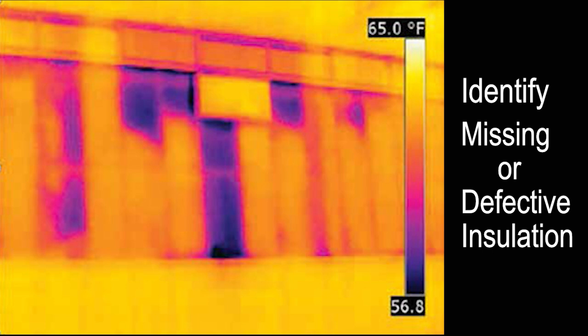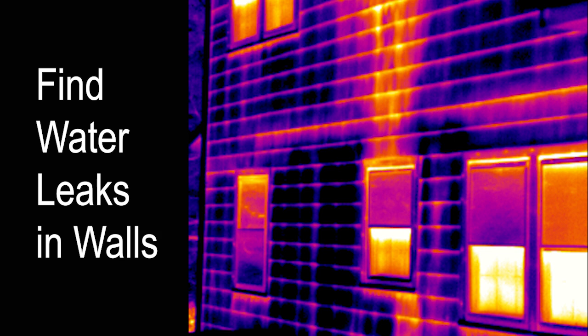We can also find moisture trapped in insulation. As you can see in this image, we've got a water leak in a wall. And you can see where the leak is because the leak is actually showing a warmer heat signature. This is because of the difference in the heat emitted between the wet insulation and the dry insulation.